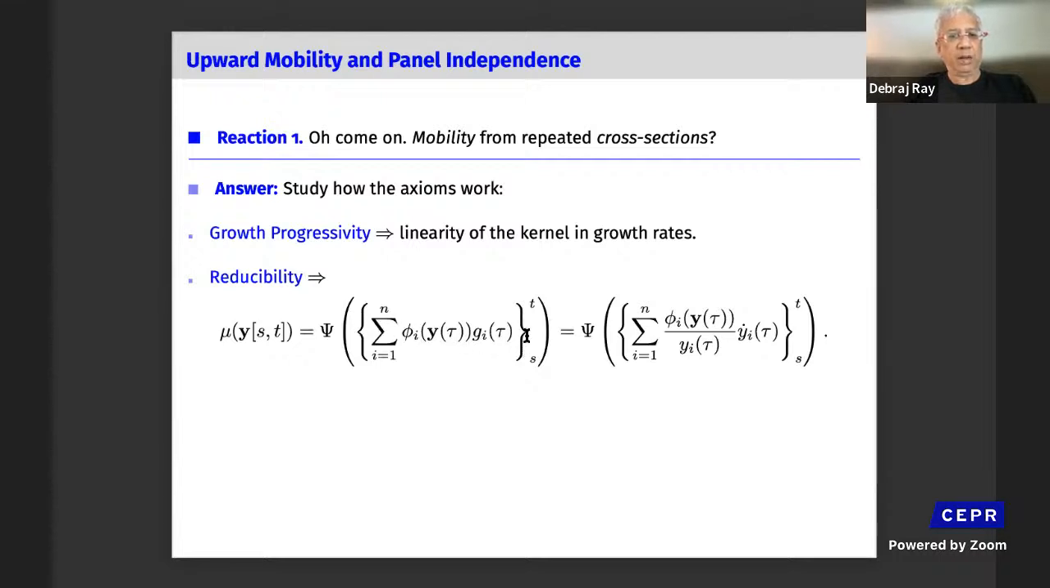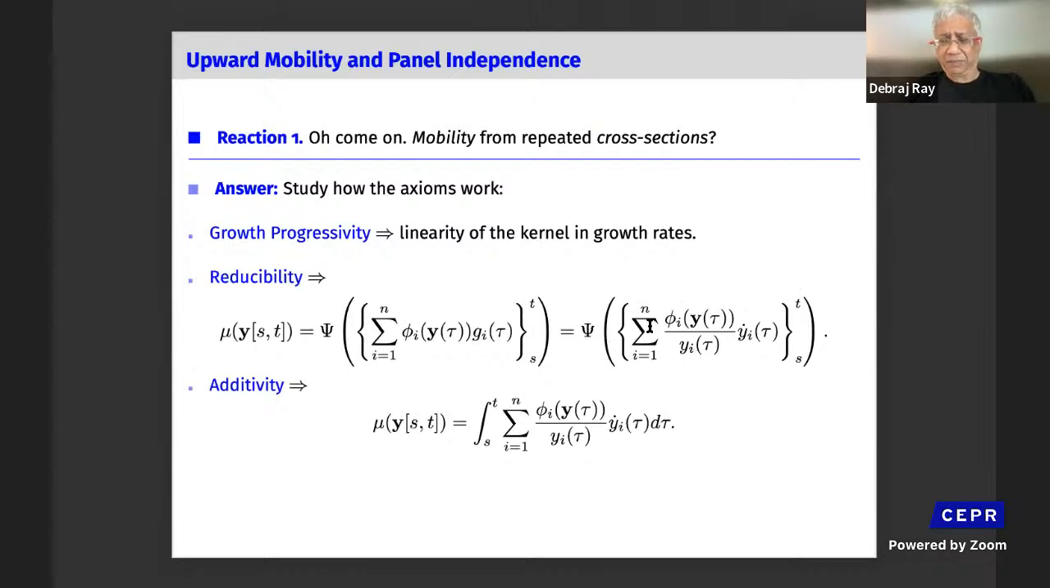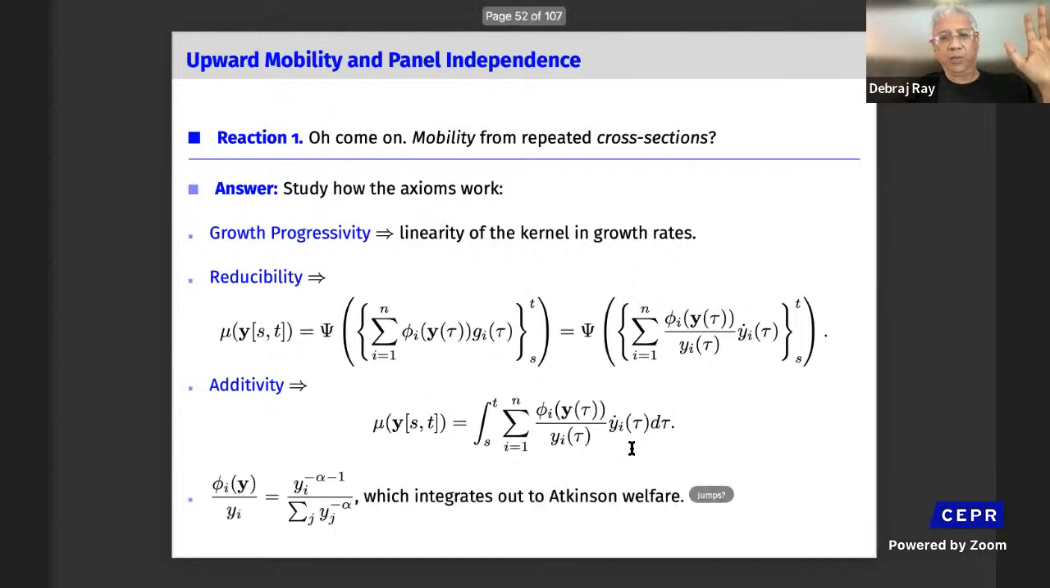So I've written down the mobility kernels here explicitly for you, linear in the growth rate. What I do is I open out the formula for growth rate, which is y dot divided by y. And then I use additivity to say that if the measure is additive, then it has an integral representation. So it goes from this phi to actually being able to integrate this object over time. Now, once you integrate this object over time, the fact that it's linear in growth rates allows you to integrate the incomes out completely in between, and it'll integrate out to Atkinson welfare.